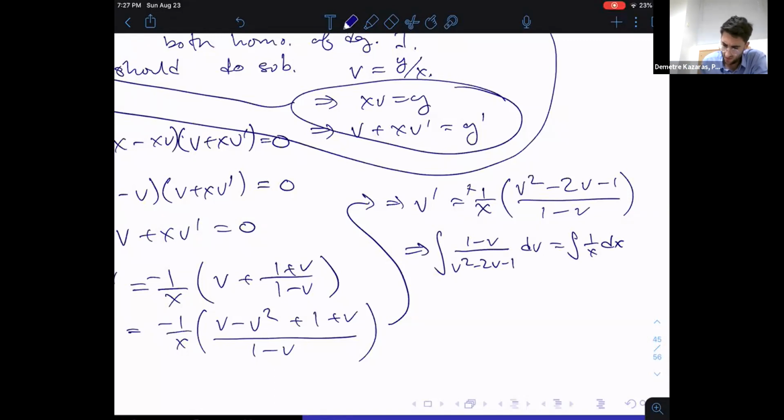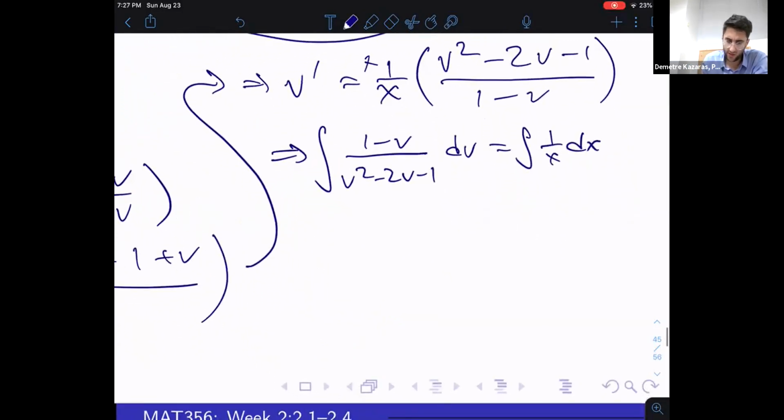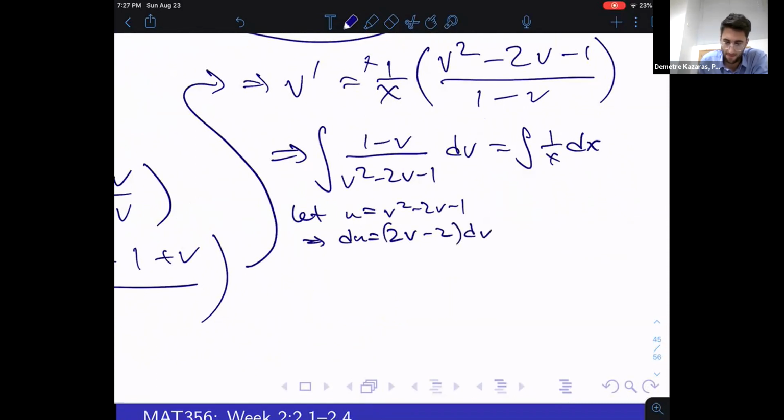All right, now, I'll zoom in maybe. Let's do a u substitution. So we just want to compute this left-hand side integral. That's the only not obvious thing here. So let u be the denominator, v squared minus 2v minus 1. That means that du is going to be 2v minus 2 dv. Or in other words, 1/2 du is equal to, I guess, minus 1 minus v dv.